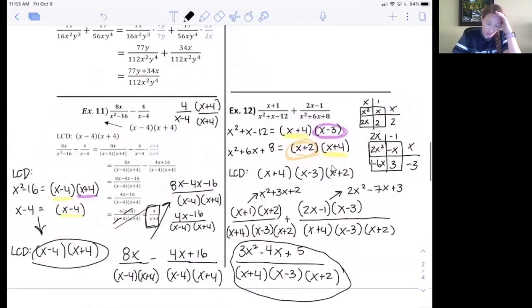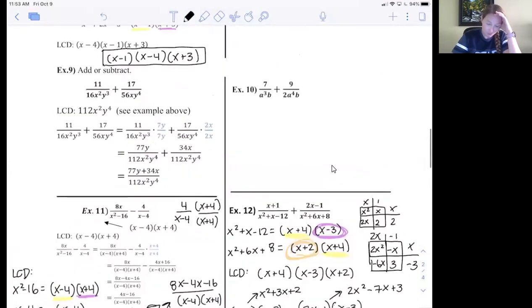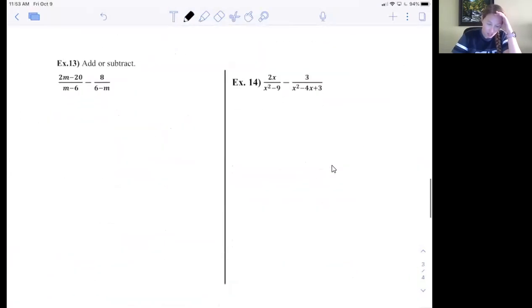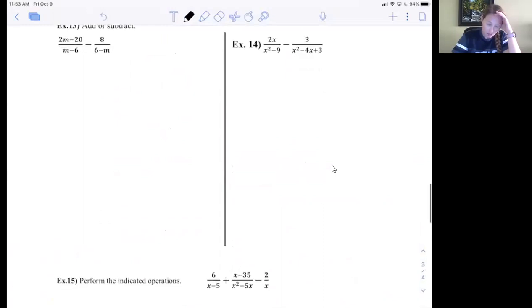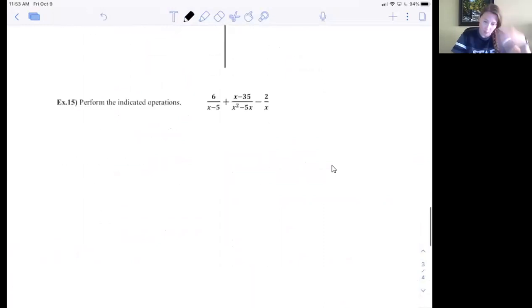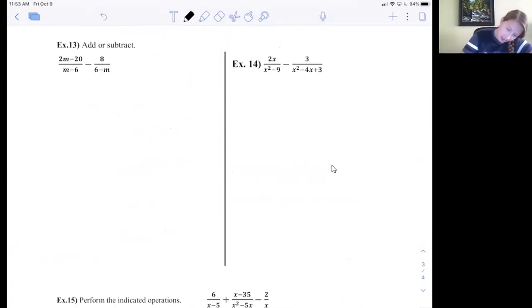Okay. Let's do these examples down here and then we'll call it good. So example 13. First I want to find the LCD. So I'm just looking at the bottom. I'm going to rewrite this one right here so the m's in front. So I have negative m plus 6. So I can see that these two are pretty similar.